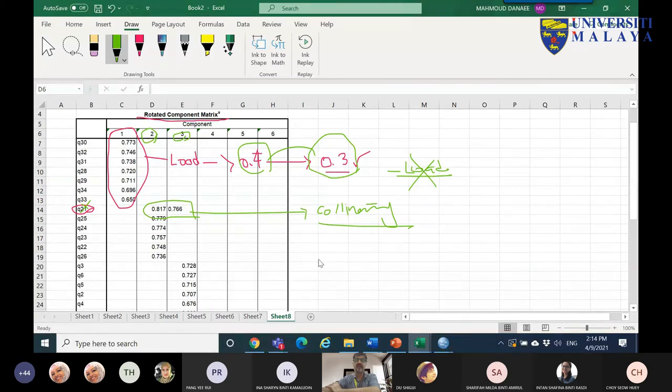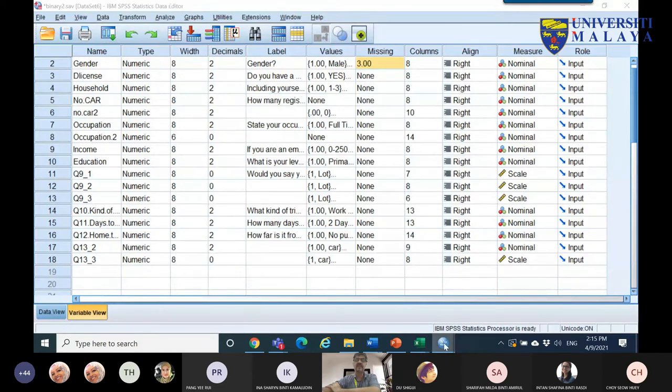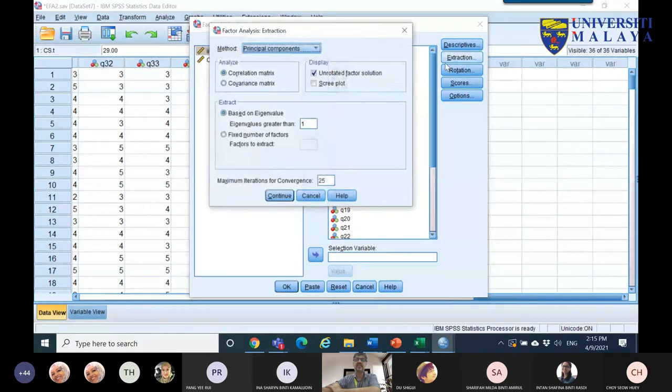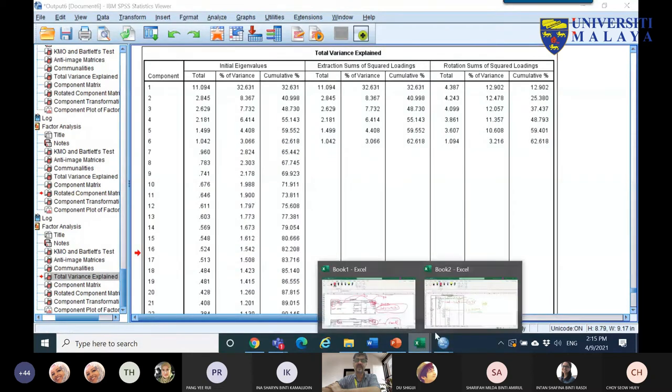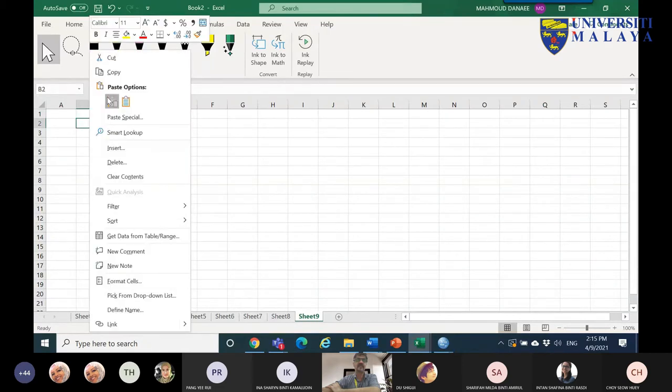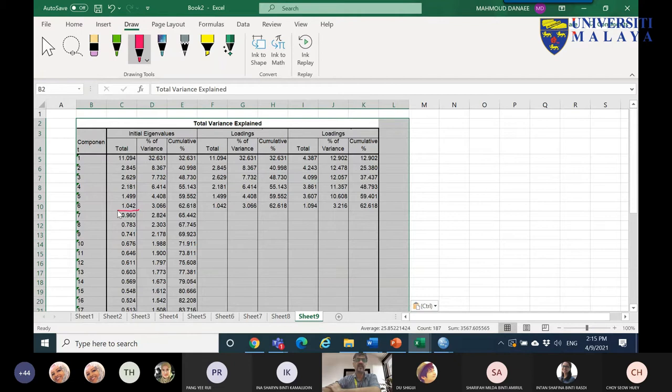But as I mentioned earlier, the number of components in SPSS is defined by a very simple and, I can say, outdated rule. Why? Because when we do the factor analysis, under extraction, as can be seen here, the extraction is based on the eigenvalue greater than 1. So when we run the analysis here, let me go to, okay, now look at this table. This eigenvalue was very close to 1.042, and the other is 0.96.